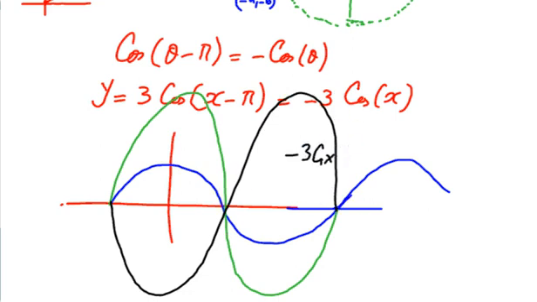So in order: the blue one was just the original cosine of x. The green one is what you got by tripling it. The black one, the final answer, is you make it negative by flipping it upside down, and that brings it back to the final answer, y equals minus 3 cosine.